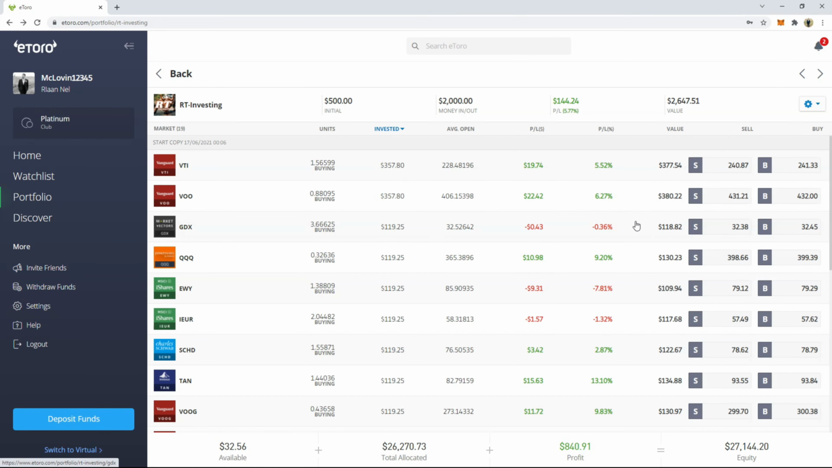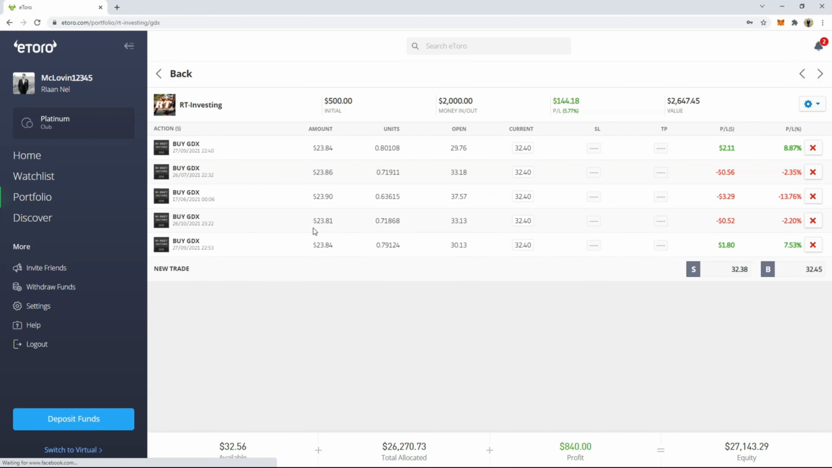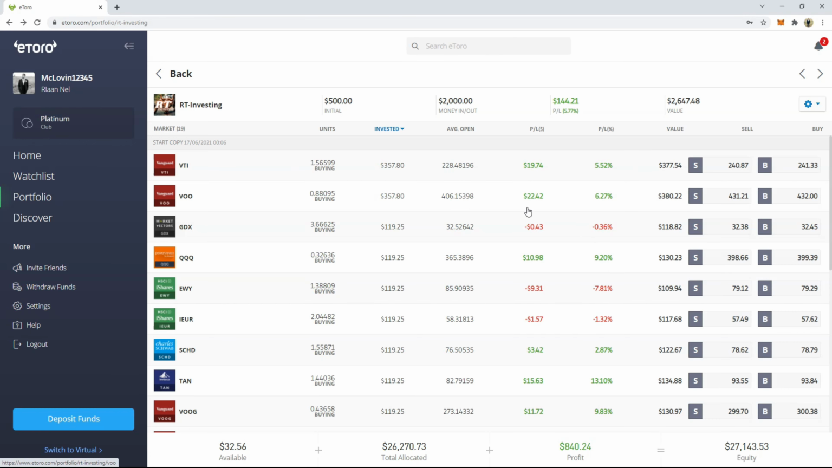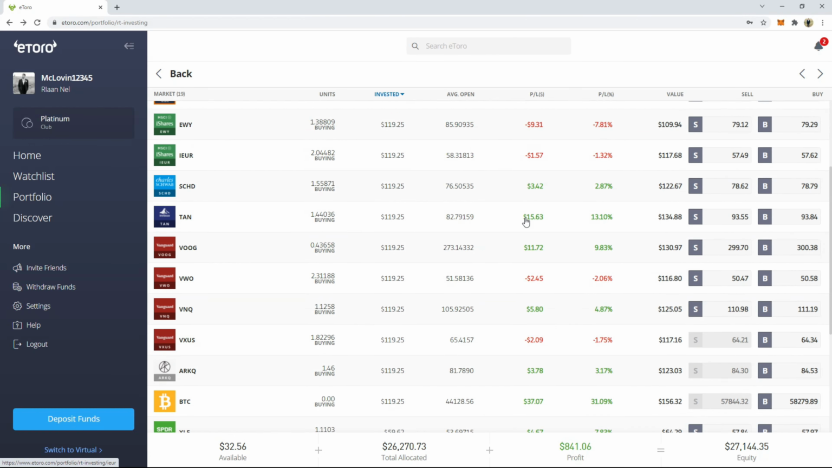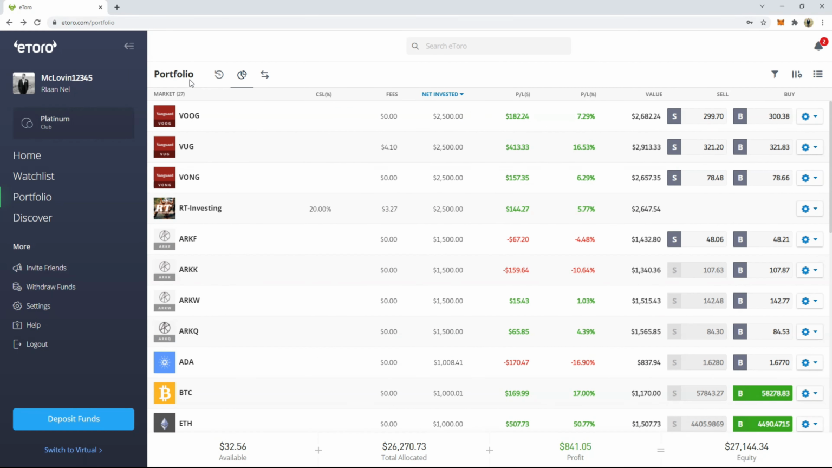So this just shows you the power of dollar cost averaging. So even this, look at the GDX. This was something with a massive drawdown on the pure RT investing portfolio, but on the McLovin one, you can see that I just kept on buying in, and then some of these are already in profit now, so overall I will be in profit a lot sooner than the real RT Invest portfolio would be. All right, so that's it for RT investing.